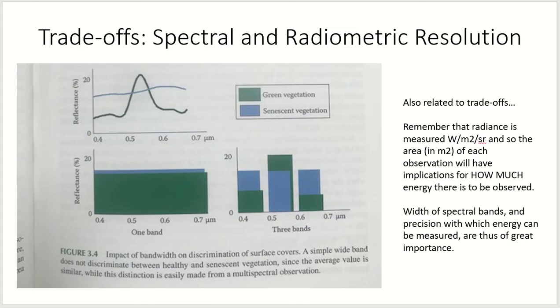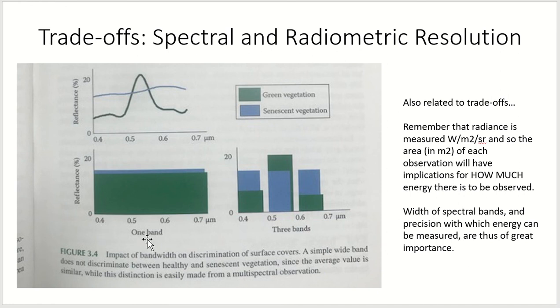And then finally, I'll revisit a figure I talked about in the last slides, and highlight what it was showing us about spectral and radiometric resolution. I wanted to mention these again because they also have a kind of trade-off or relationship with the spatial resolution of a sensor that generates these data.